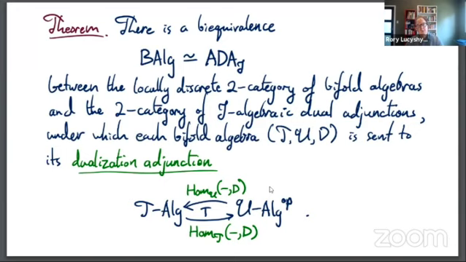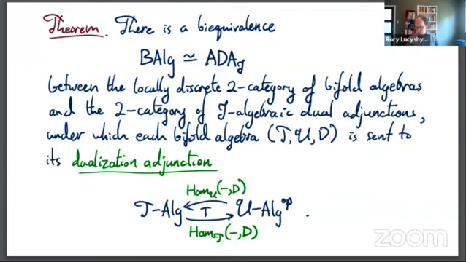So under this equivalence, each bifold algebra, T, U, D, is sent to what I call its dualization adjunction. So this is a contravariant adjunction or dual adjunction between T-alg and U-alg, and both the left and right adjoint are given by homing into D, that bifold algebra. So D is an object of V, in effect, that carries both a T algebra structure and a U algebra structure that commute. And we can actually show that there's an adjoint pair of functors of this form, both given by homing into that same object D. And this is how the biequivalence acts on objects. Every bifold algebra corresponds to its dualization adjunction in this way.